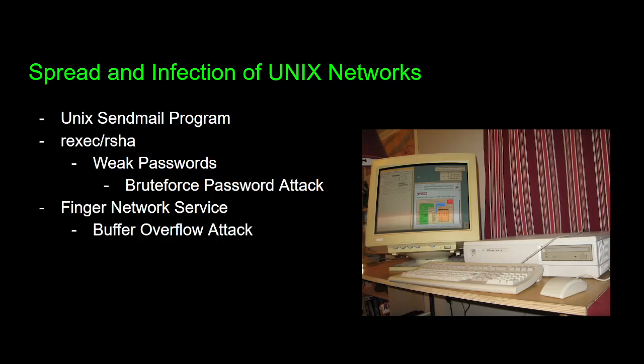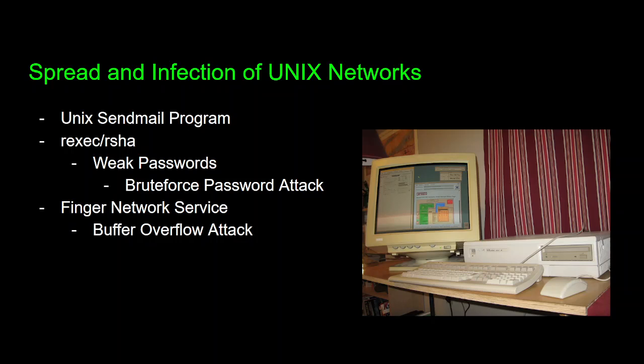And another way the Morris worm was able to execute itself on these machines was because of the rsh/rexec program, which was a program that network administrators use to log into their systems remotely. And the issue with this program was that, or rather the administrators, they set no password requirements for logging into those machines remotely, and this led to the creation of weak passwords, which the Morris worm was easily able to bypass using a brute force password attack.